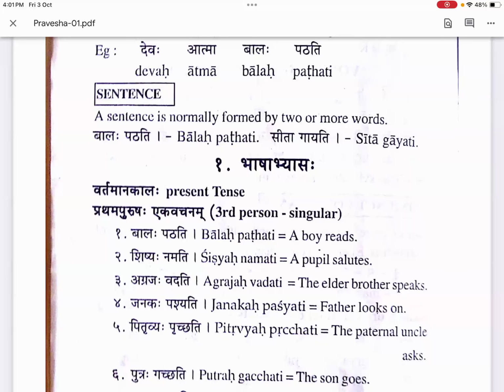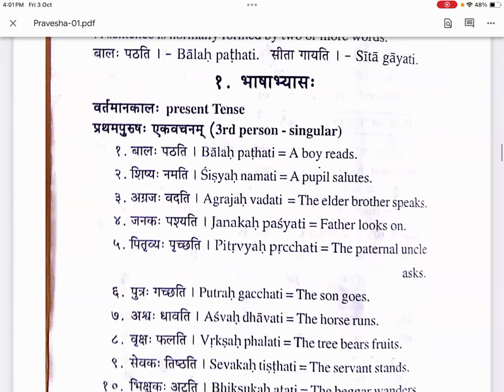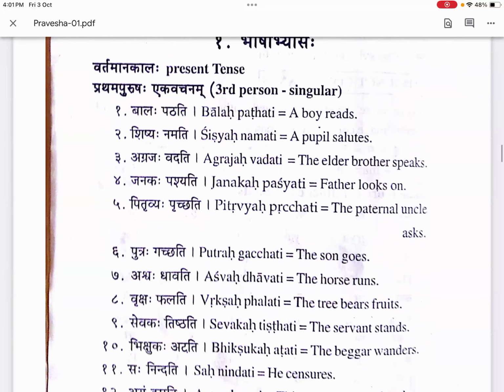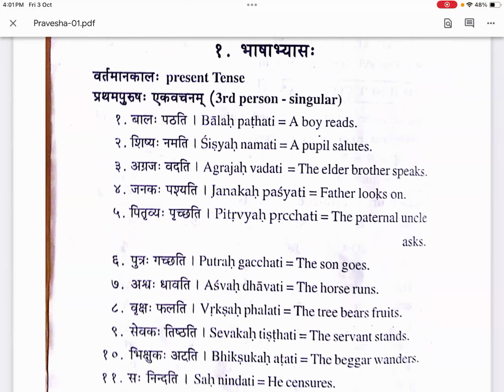If you know this, we can do the Bhasha Abhyasam, and that will go fast. Now all of you know it. So each one, Vartamana Kalaha. Vartamana Kalaha means present tense. Vartamanam. What is happening now?